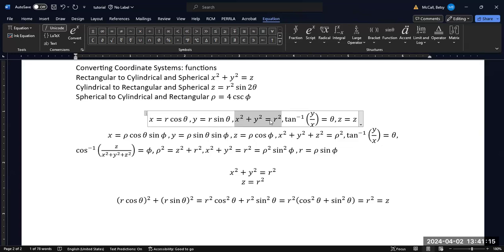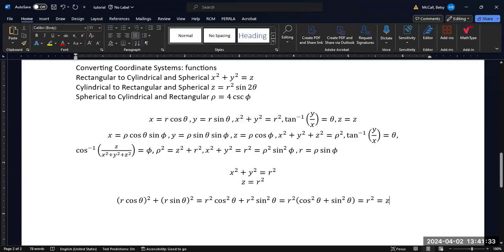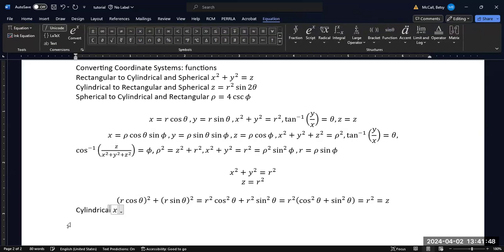And the other thing, of course, to make sure of when we're doing these conversions is that our final answer has only, in this case, r, theta, and z. It might not have all of them, but it can't have any x's or y's or anything else left over. It has to be fully converted into the one coordinate system. So that's our cylindrical conversion. In cylindrical, x squared plus y squared equals z becomes z equals r squared.